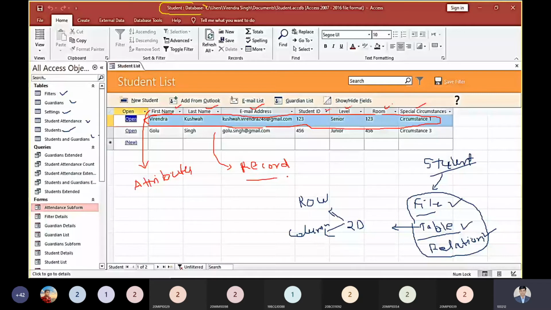So attribute is clear, record is clear, and file, table, relation is clear, database is clear. Is it clear to all these terms right now? Is it clear? Yes, sir. Yes, good.